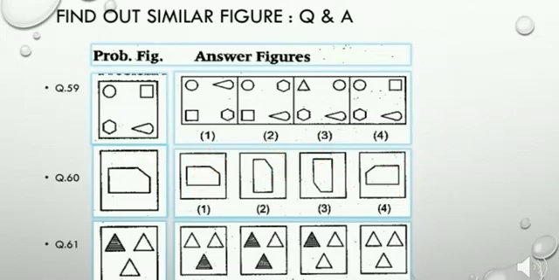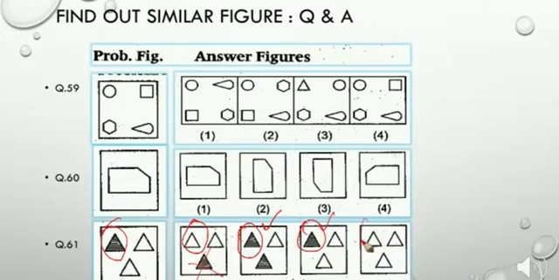Let's go to question number 61. Let's check for this portion. This portion is not matching in option 1. Option 1 is not the correct answer. In option 2 it is matching. So possibly this could be one of the answers. Let's check the next option, option 3. It is again matching. This also could be one of the options.